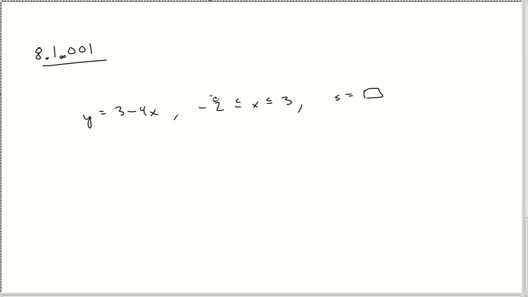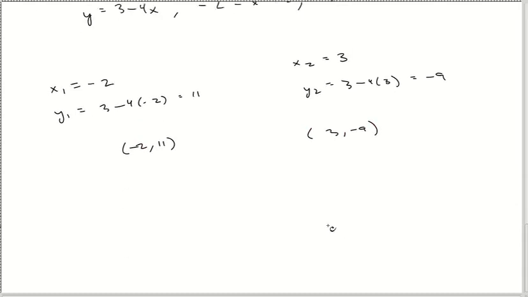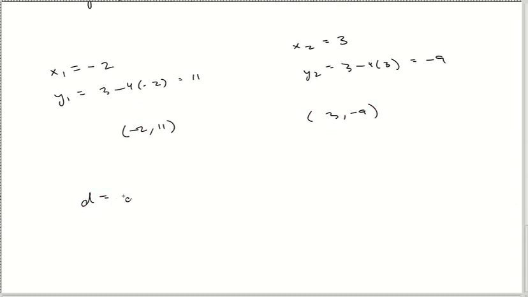So there you go. I'm going to plug in the negative 2 right here to see what we get. So x1 is negative 2. So y1, when I plug that in, I get 3 minus 4 times the negative 2. Positive 8 plus the 3 makes the 11. And then I have x is equal to 3. When I plug in the 3 over here, my y2 is going to be 3 minus 4 times 3. That's 12. Negative 12 plus the 3 is going to be a negative 9. And so I've got 2 points here, negative 2 comma 11, and then 3 comma negative 9.